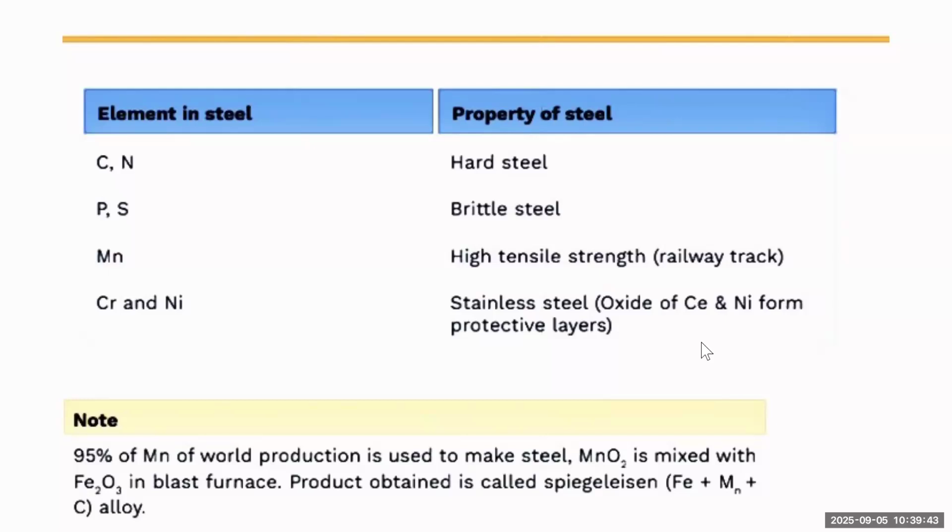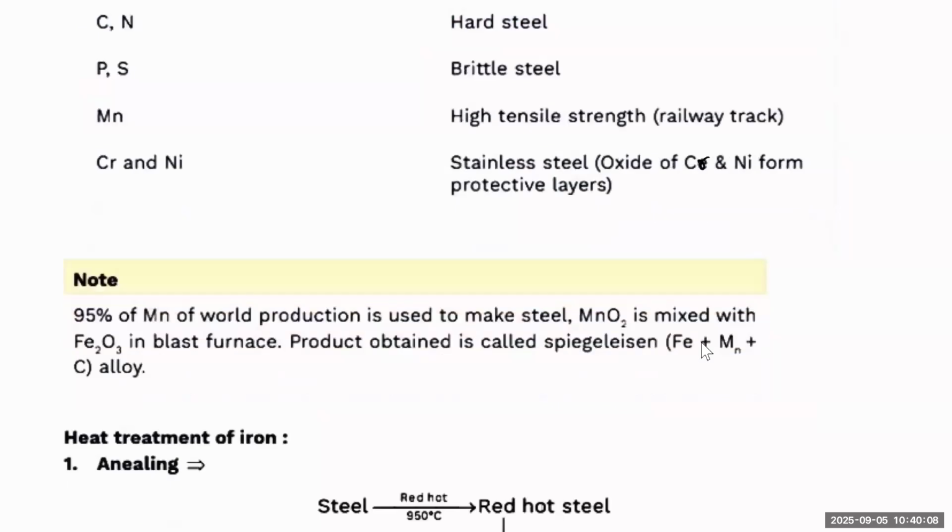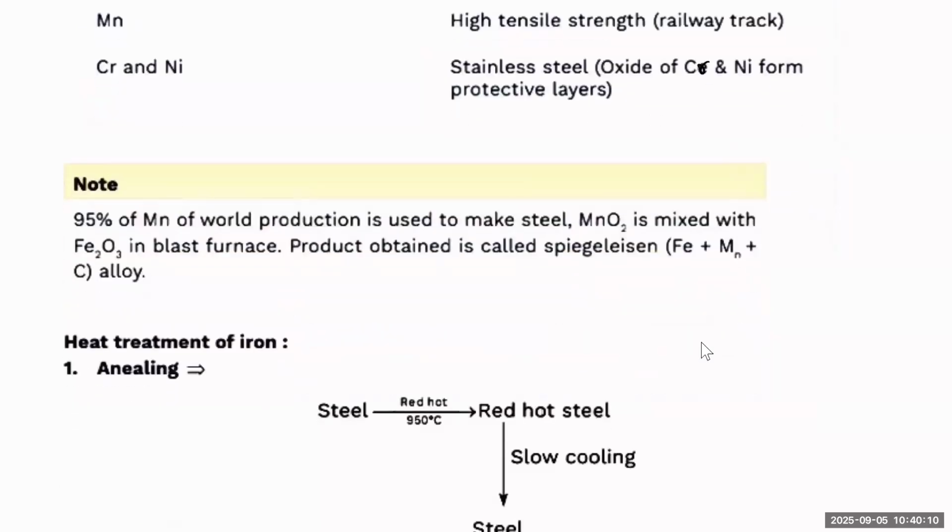So if you press it, it will be harder, correct? But if you make it with an angular stress, then it will break. Next, if you have chromium and nickel, that will give you stainless steel. So that will have oxide of chromium and nickel forming a protective layer.